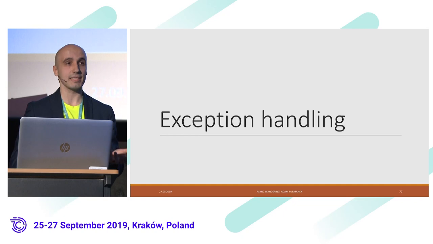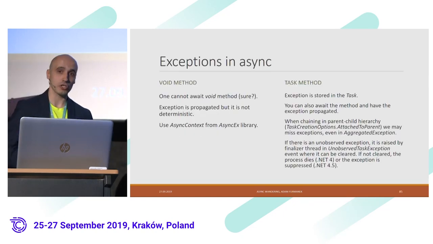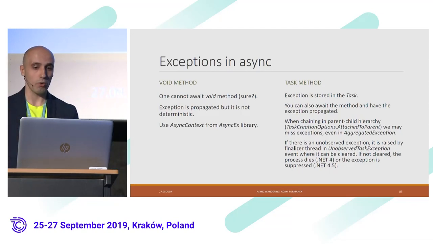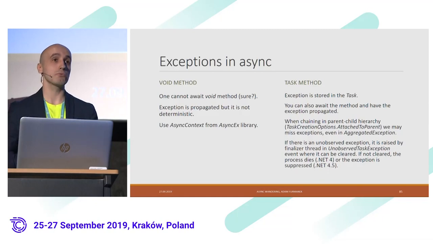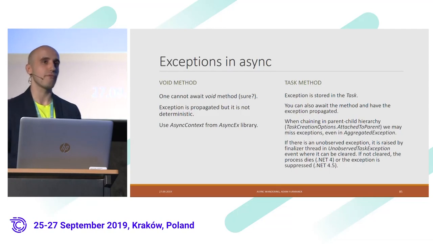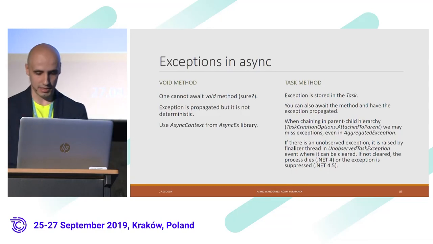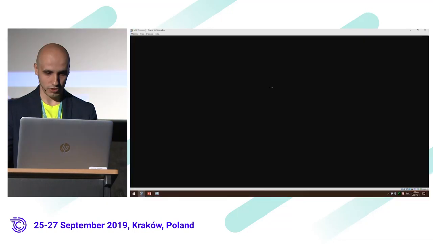What happens next is exception handling. When it comes to handling exceptions, there are actually two differences between void methods and task methods. In task methods, as we have seen, exceptions are captured immediately, and they are not propagated until we finally await the task. In void methods, they are propagated in a so-called out-of-band manner. So let's actually see this in action.